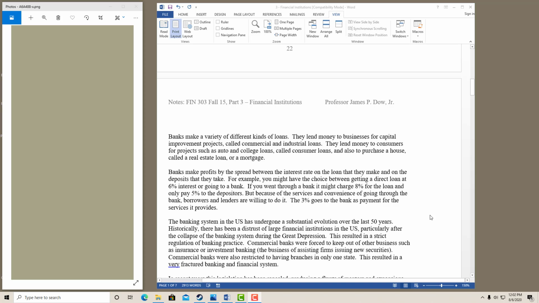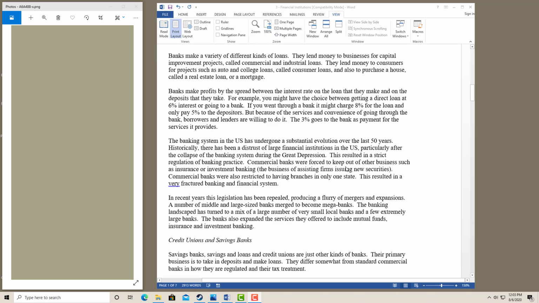Banks make profit on what's called an interest rate spread. An interest rate spread is a difference between two interest rates. For example, a bank might charge 8% on a loan, but only pay 5% to the depositors. The bank earns the difference between the two, that is a 3% interest rate spread, and that's one of the ways banks make money.